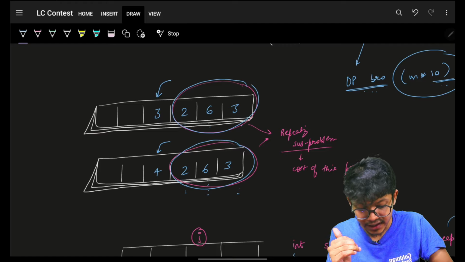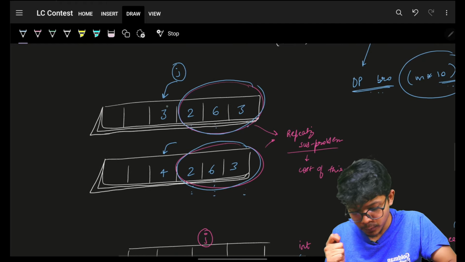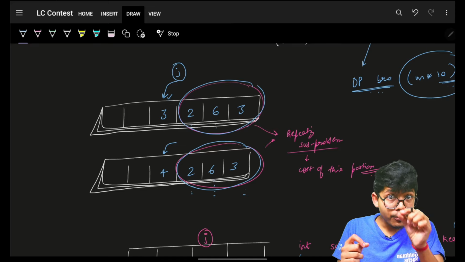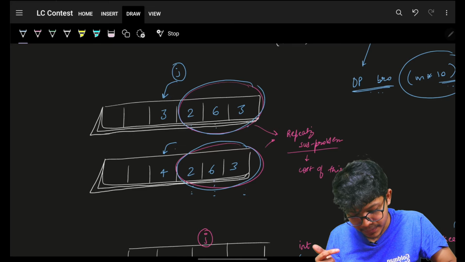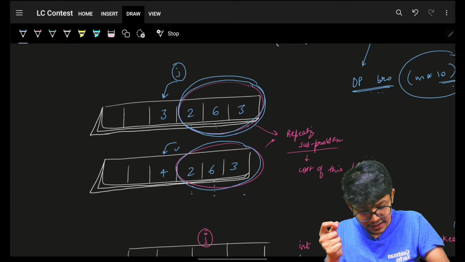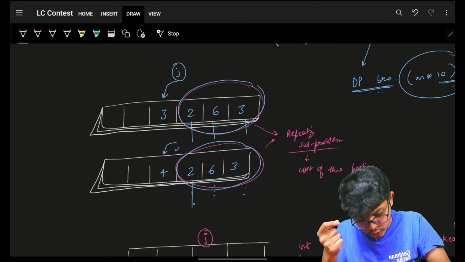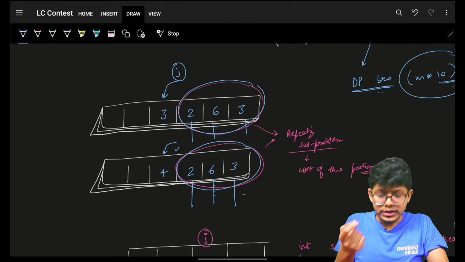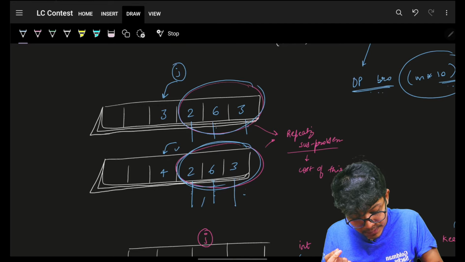Now at this location, at the jth column, I am trying to place, maybe I can place a 3. I'll try for all the possible values, 0 to 9. Maybe I'm placing a 3 right here, or maybe I'm placing a 4. So on the right side would have computed, which means on the right side, the configuration which I have done, placing all the 2, 6 and 3s, what's the minimum cost? I can just store that cost and I can return that minimum cost itself.